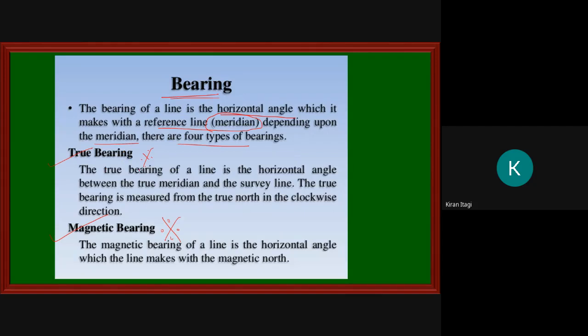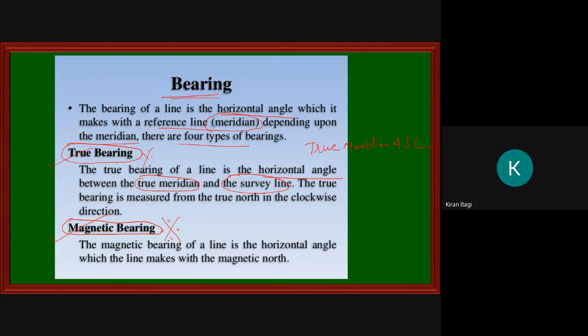What is true bearing? I will show the figure. Listen to it very carefully; it is most important. Your questions, he will twist them. Sometimes he will ask to calculate the bearing with respect to true bearing, or sometimes with respect to magnetic bearing. So listen to these two very carefully. True bearing of a line is the horizontal angle between the true meridian and the survey line. Remember, true meridian and survey line.